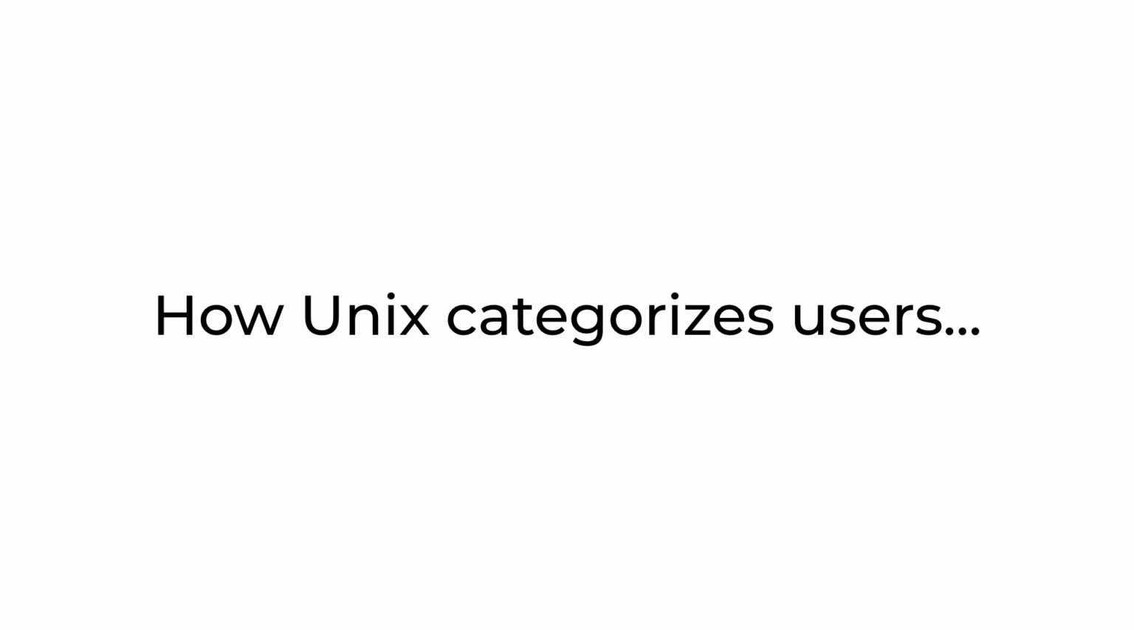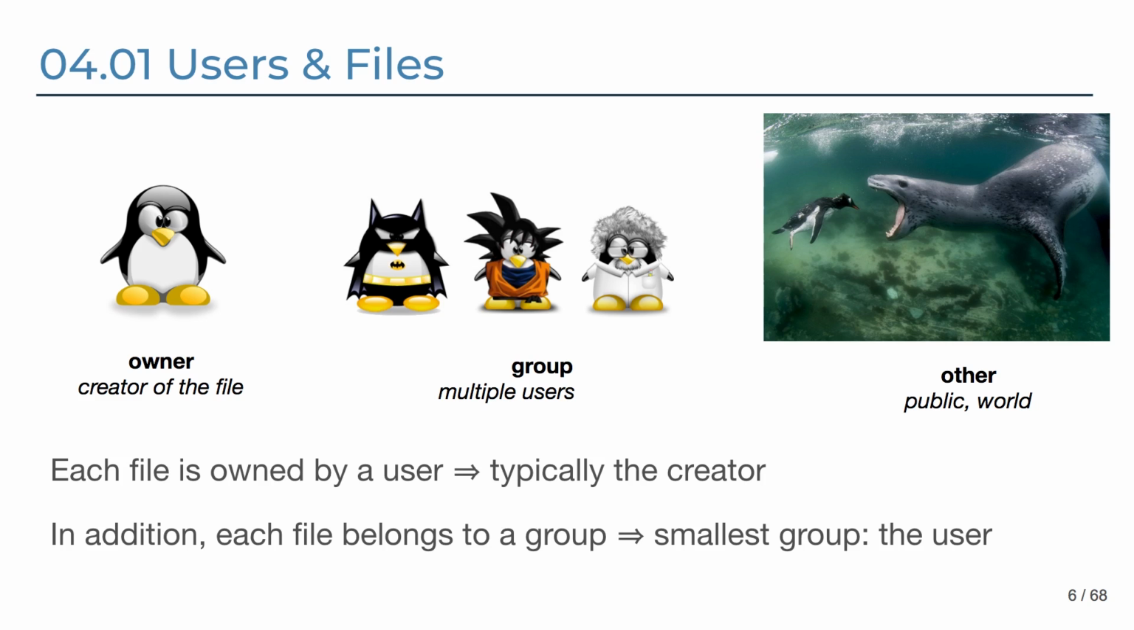So how does Unix see users? Well, we have the logical view. Unfortunately, it doesn't map directly to what's in the operating system. How Unix sees users is in three categories. First, we have the owner, which is typically the creator of a file. We have a group, which is made up of multiple users. And then we have all the rest, which is basically all the other users, or the world.